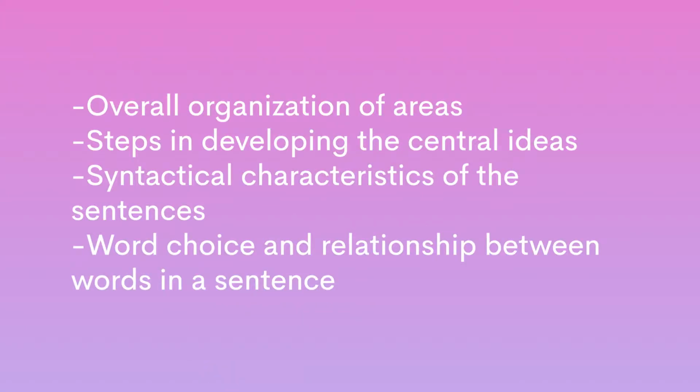The first thing to look at is style. Style basically means the manner of writing or speaking. But when it comes to analysis, style demonstrates the character of the persona or the author. When we look at the style of a text, we consider these things: the overall organization of areas, the steps in developing the central ideas, syntactical characteristics of the sentences, and word choice and relationship between words in a sentence.